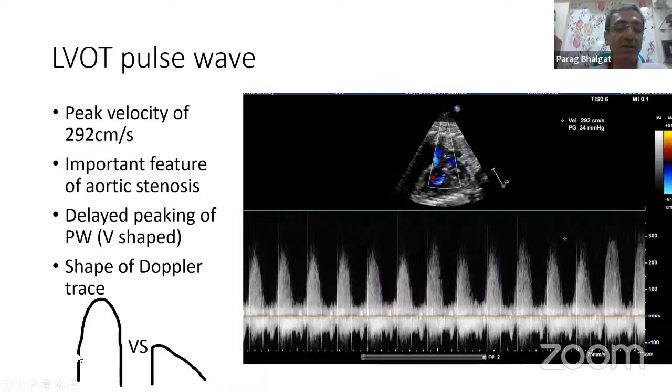I have drawn it for you. This is the Doppler pattern seen with aortic stenosis. This is the Doppler pattern seen with a normal aortic valve. So this is the Doppler. Gradient is 34 mmHg. This case was around 26-27 weeks.